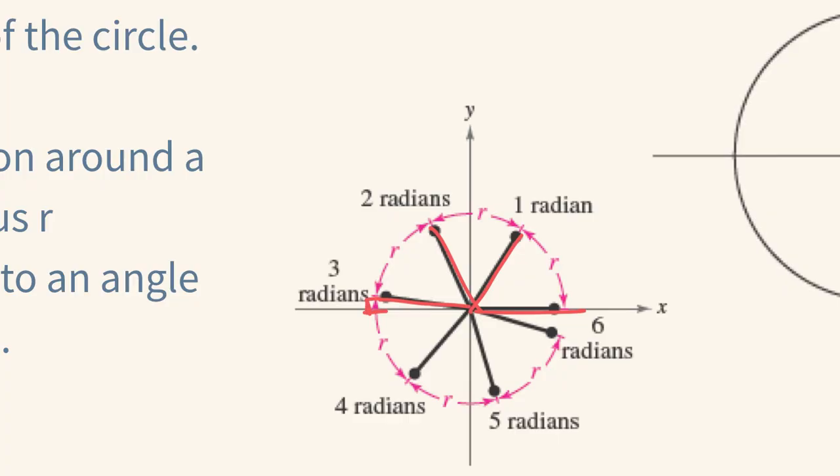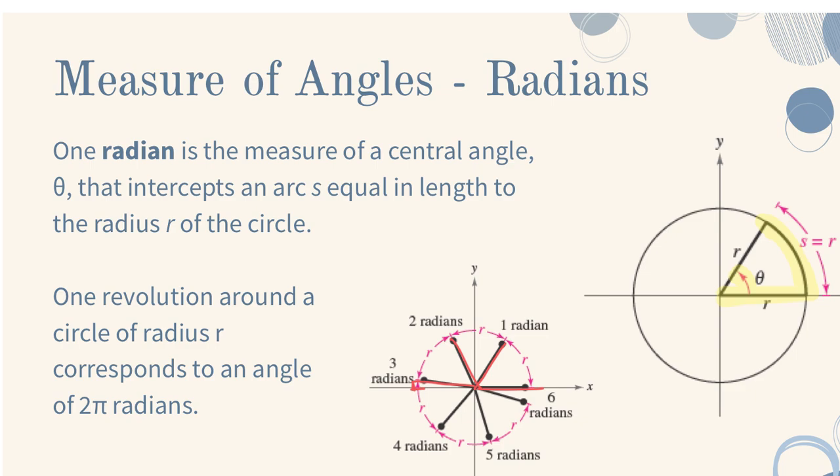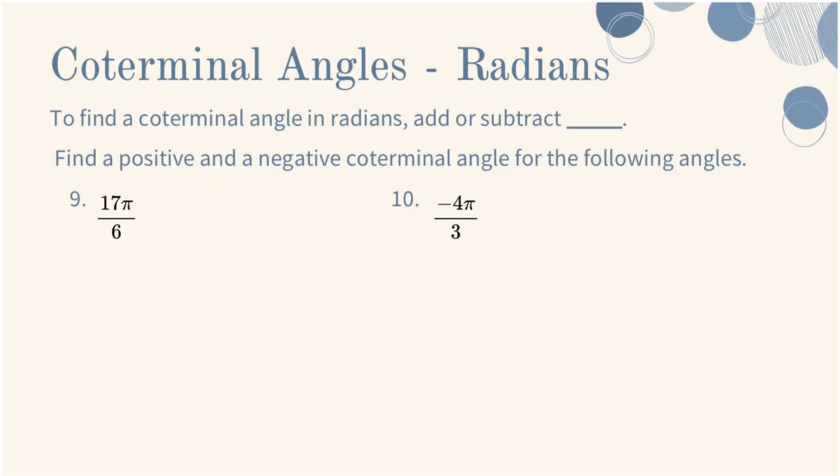So that's something you have to understand, okay? We're going to be doing the same things we did before. It says coterminal angles. We're still using coterminal angles, but now we're dealing with radians. So instead of adding and subtracting 360, 360 is the same thing as 2 pi. So now we're adding and subtracting 2 pi. You have to know the difference between degrees and radians.